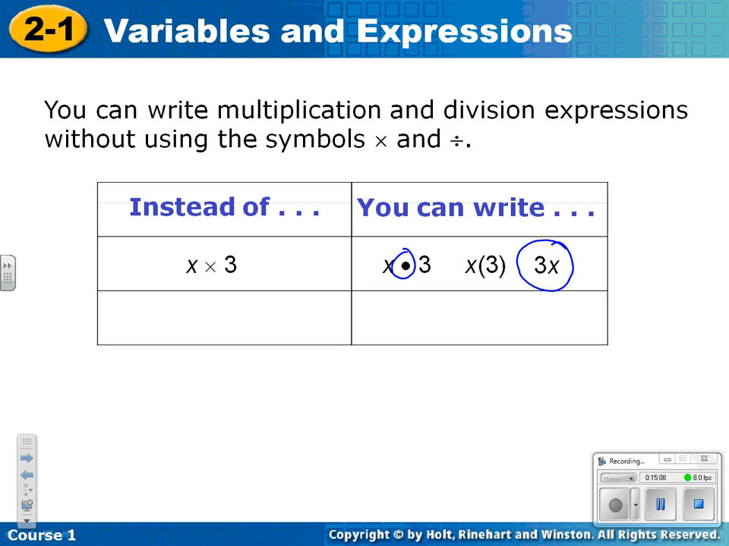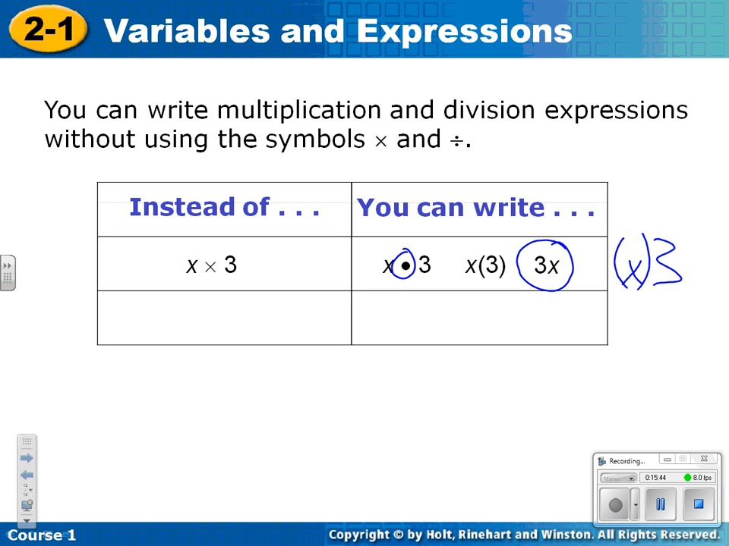This is 3 times x. Now, some of you are going to want to do this: x3. That's not acceptable unless this x is in parentheses. Always put the number first, 3x. If you don't, you are going to lose points on tests and quizzes. I will take partial credit off if you write it incorrectly. Do you understand that? So this is a new way to write multiplication.